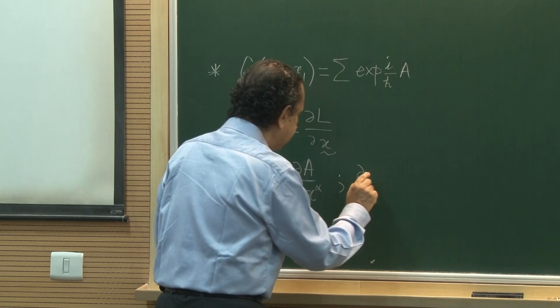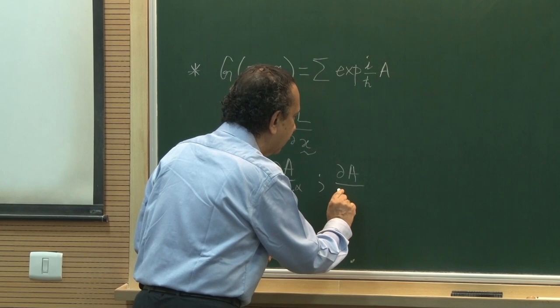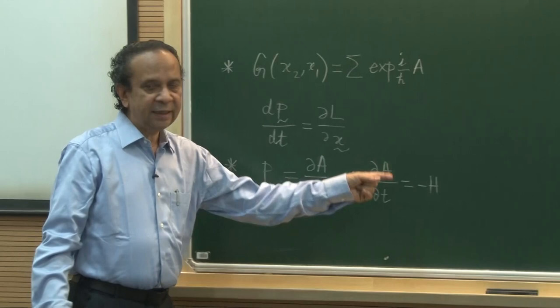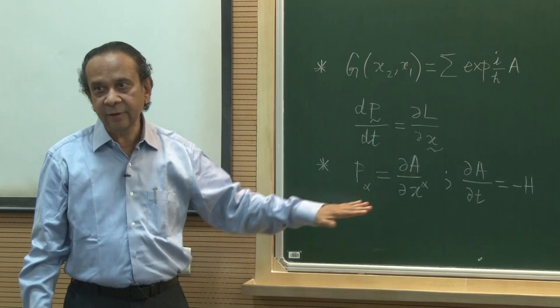Then we found in a similar way that if you take dA by dt, that gives you minus a quantity which we called Hamiltonian or energy function, and this H was defined as p x dot minus L. So, all these we have derived yesterday. Okay. Now, we want to proceed further.